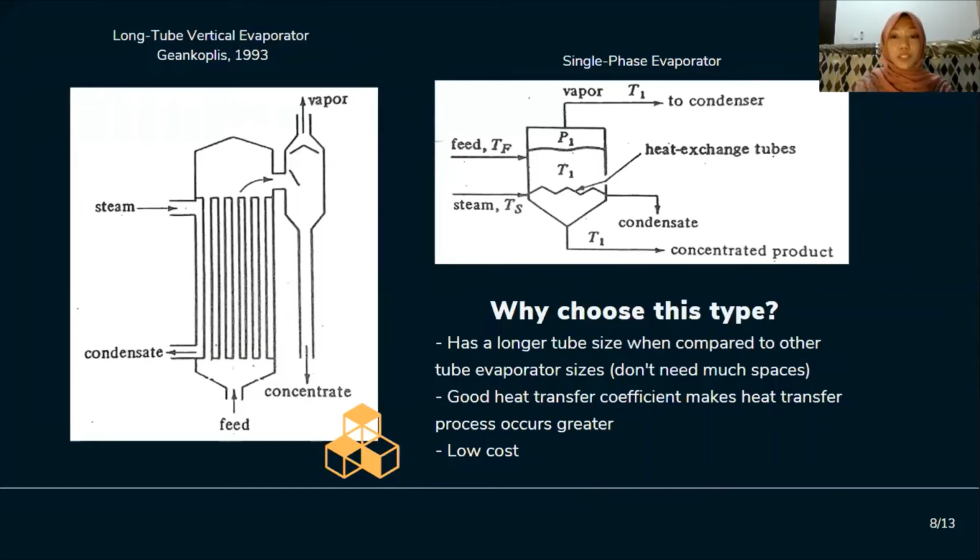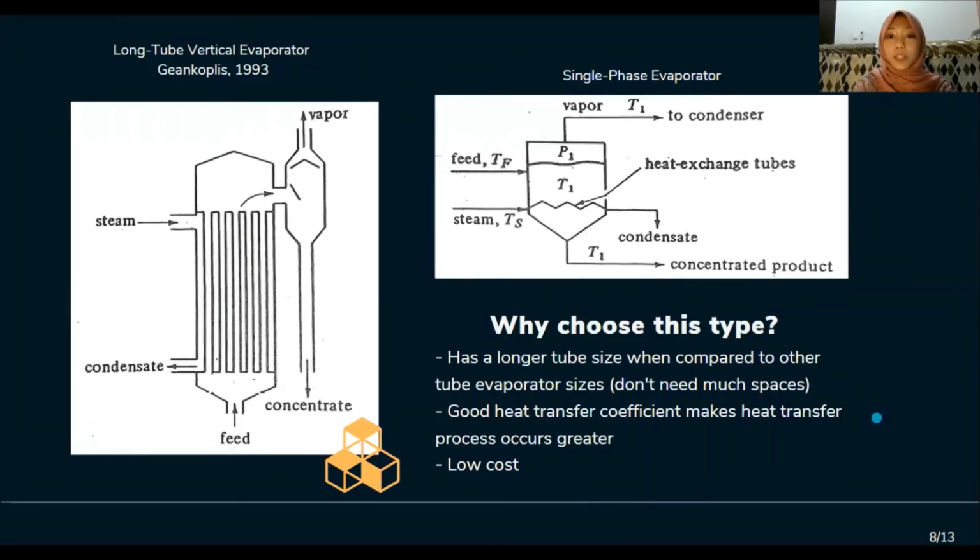Why do we choose this type? Because the long tube vertical evaporator has a longer tube size compared to other tube evaporators, so it doesn't need too much space. And this type has a good heat transfer coefficient, which makes the heat transfer process greater, so it can increase the product from the evaporator. And last, it has a low cost, so it can save money to produce the biodiesel.